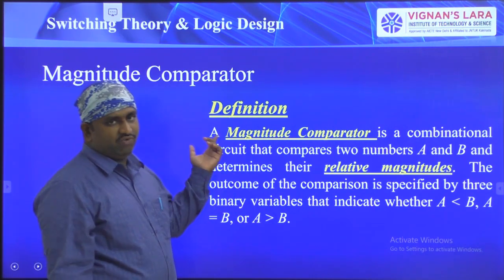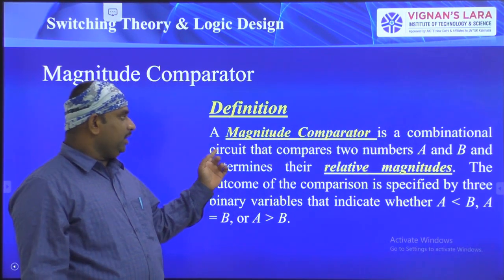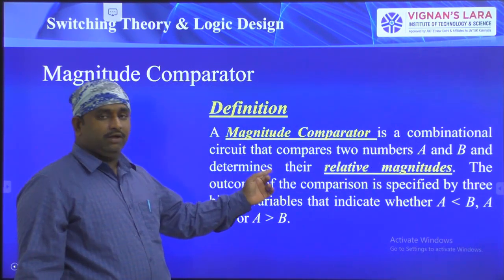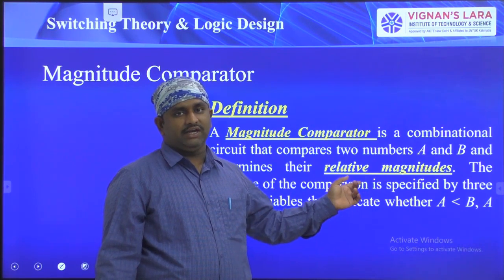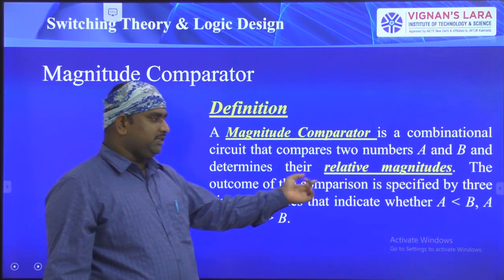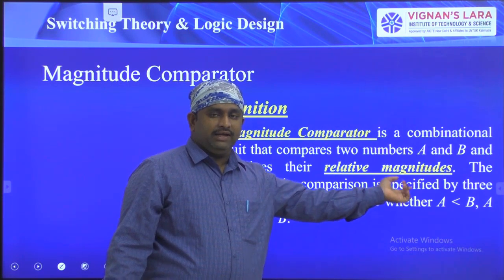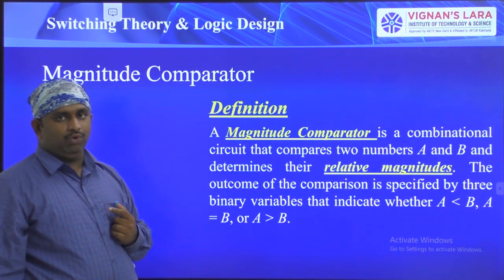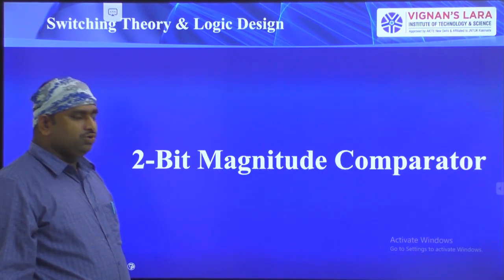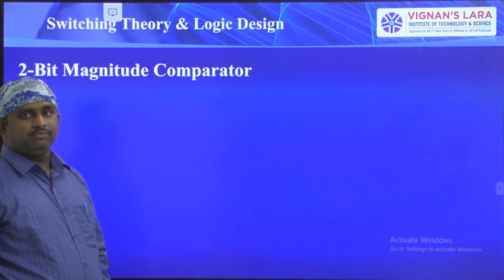So see here the definition of magnitude comparator. A magnitude comparator is a combinational circuit that compares the two numbers A and B and determines their relative magnitude. The outcome of the comparator is specified by 3 binary variables that indicate whether A is less than B, A is greater than B, or A is equal to B. This is a very simple operation that we will see now. First we will see the 2-bit magnitude comparator.